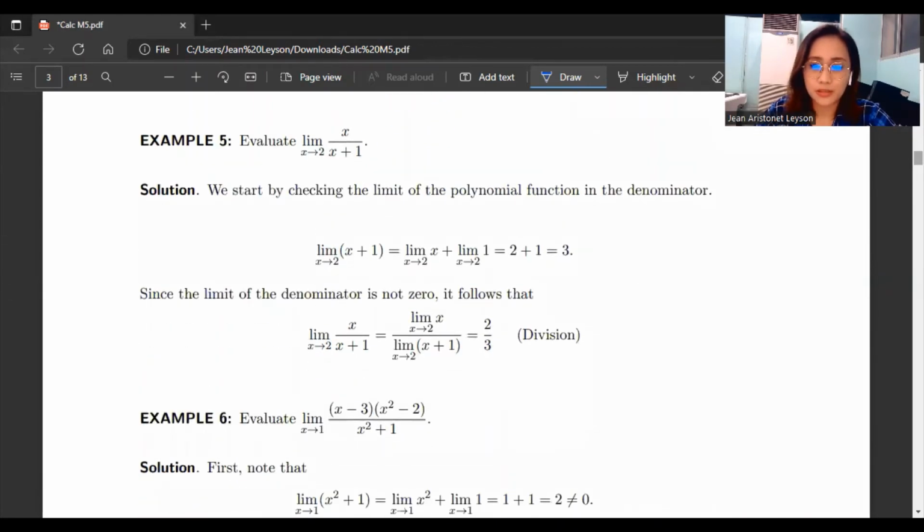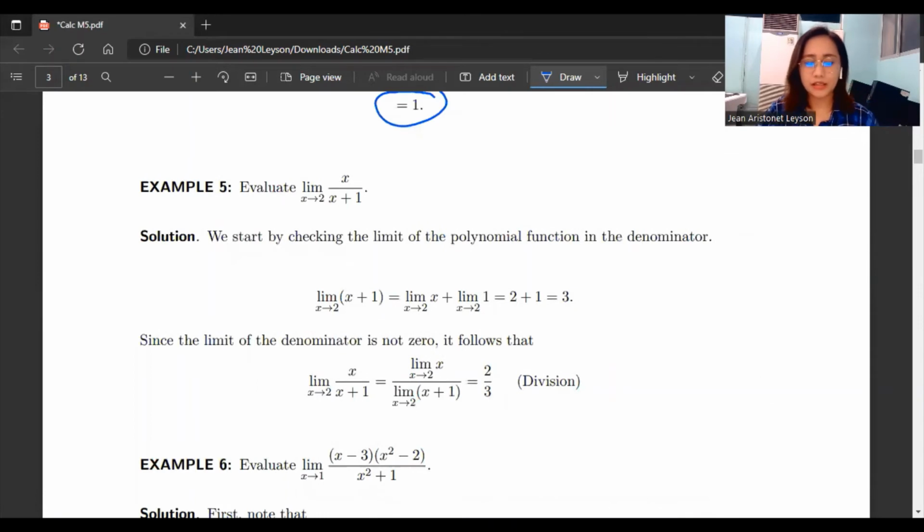Next example, example number 5, evaluate the limit of the function x over x plus 1 as x approaches 2. Again, this is another rational function, a function in the form a over b. But first, we should start by checking the limit of the polynomial function in the denominator. You need to make sure that the denominator will not be equal to 0. Otherwise, we will not be able to apply the division theorem. So our denominator is x plus 1.